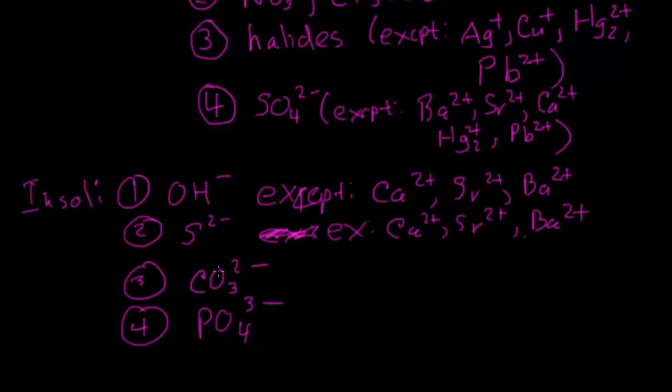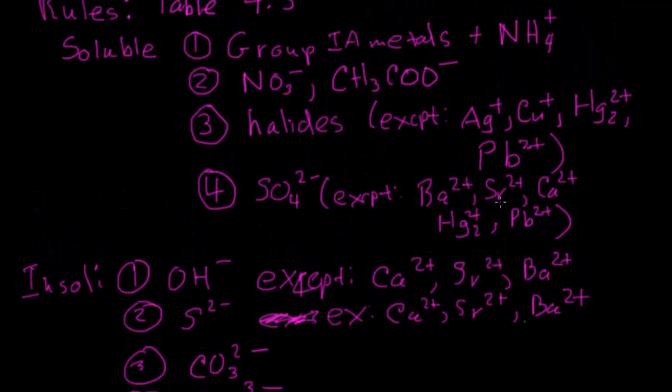Again, when I say no exceptions for carbonate and phosphate, that doesn't include those things that we listed up here at the top. So if you've got, let's say, ammonium carbonate or ammonium phosphate, that's going to be soluble. Or group 1A metals, so like potassium carbonate, potassium phosphate, those are going to be soluble.